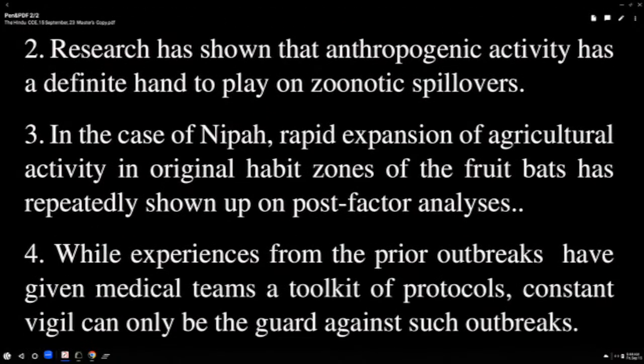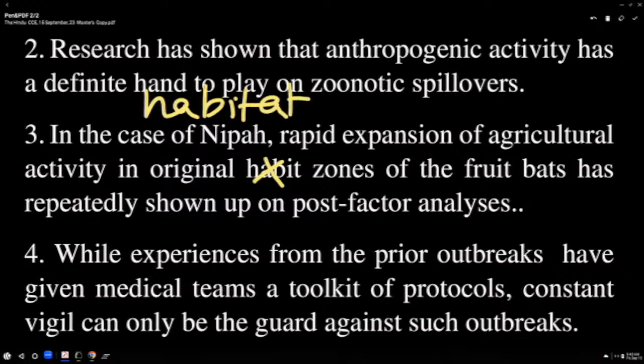In the case of Nipah, a rapid expansion of agricultural activity in original habit zones of the fruit bats has repeatedly shown up on post-facto analysis. Very good. I appreciate that. Some students have said immediately it is not habit, it should be habitats or habitat. Habitat zones.